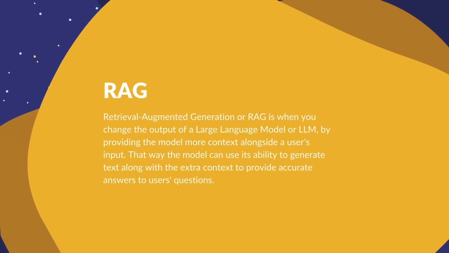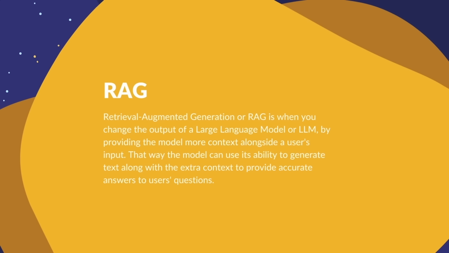Retrieval Augmented Generation, or RAG, is when you change the output of a large language model, or LLM, by providing the model more context alongside a user's input. That way, the model can use its ability to generate text along with extra context to provide accurate answers to users' questions. Large language models are trained on huge amounts of data and use billions of parameters to generate outputs for tasks like answering questions, completing sentences, and so much more. By using RAG, you are essentially extending the power of an LLM without needing to retrain it.